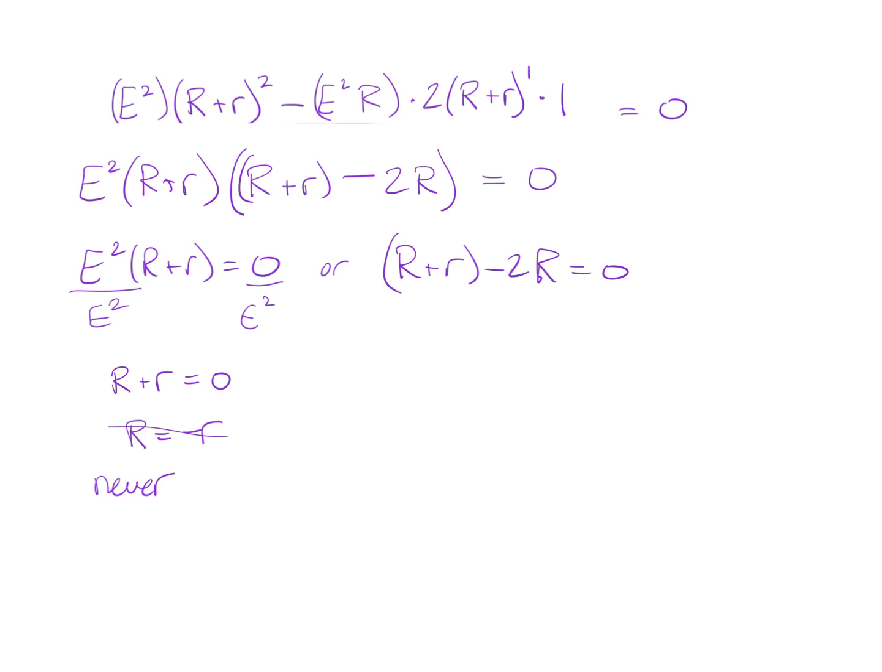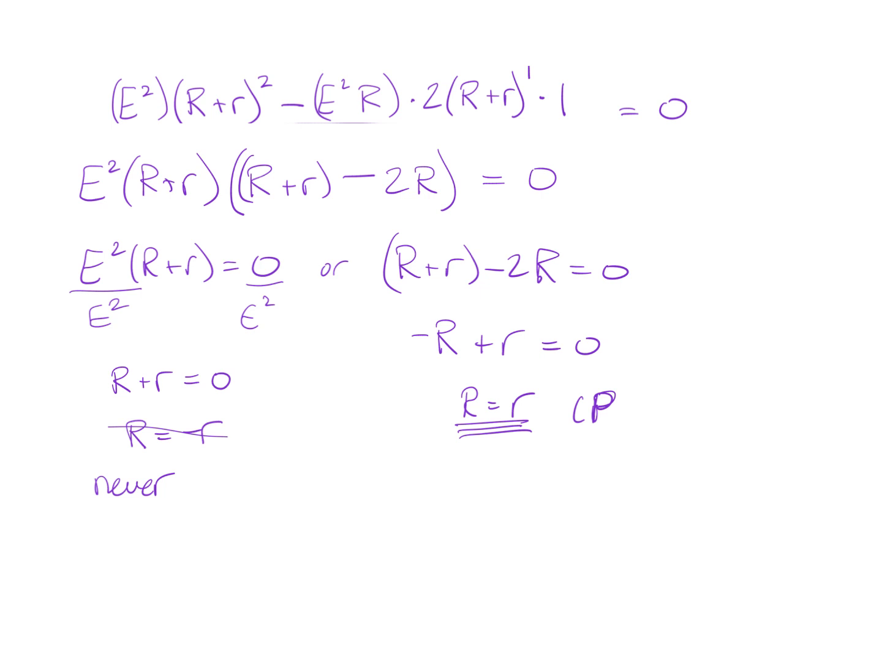Now, my other equation, I want to solve for big R. So I have capital R minus 2 capital R is negative R. So I have negative capital R plus little r equals 0. And that means that capital R equals little r. That is my critical point. And then I just look at the critical points and the endpoints of the domain and see which one gives me my maximum.